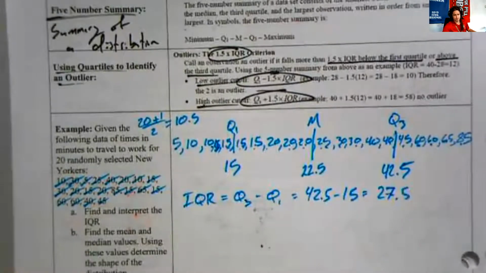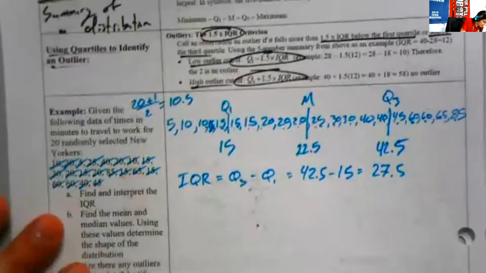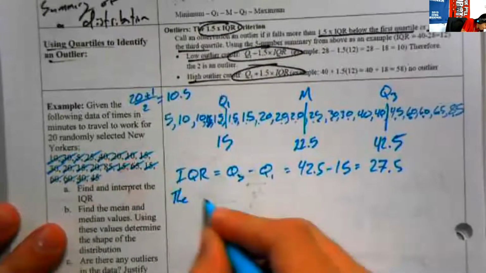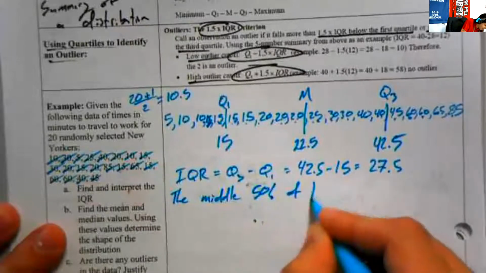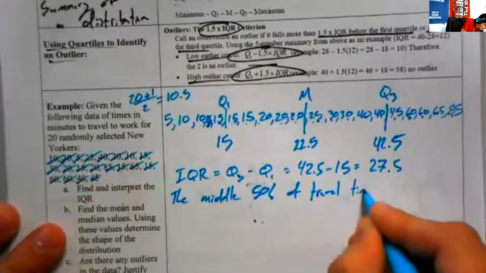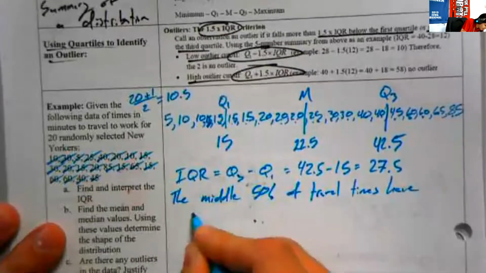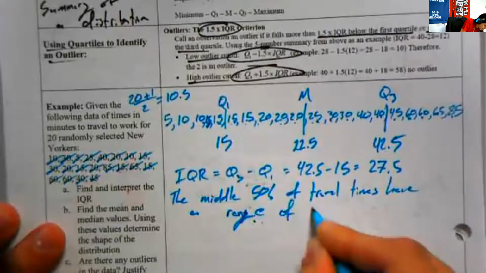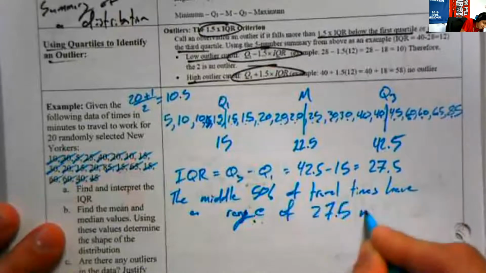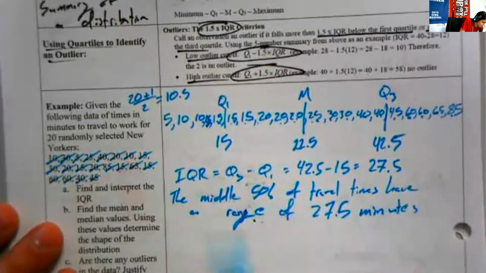What does that mean? It means that the middle 50% of travel times have a range of 27.5 minutes. Cool.